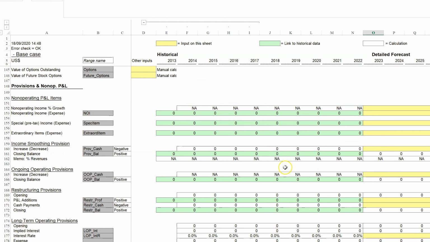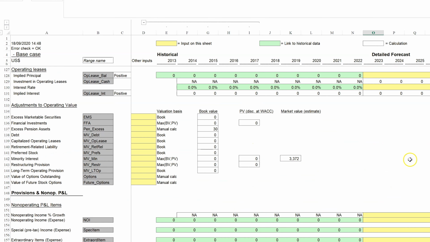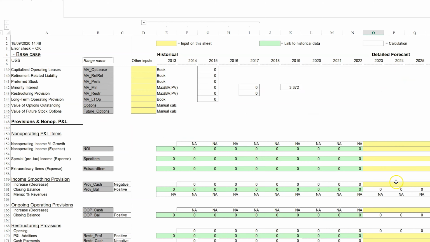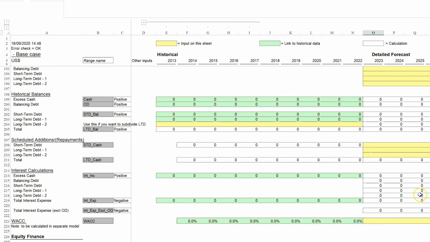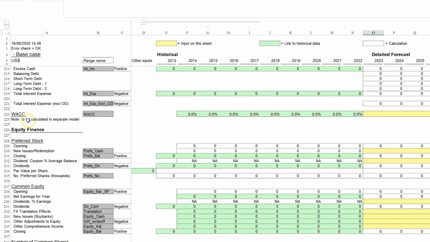These would be all the explicit forecasts. Right, so these are the forecasts, say 5 years, where I'm forecasting literally every item on the balance sheet and the income statement. And then here's where I'd calculate WACC.